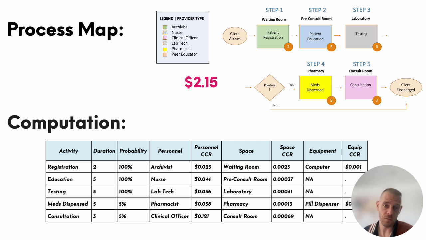So looking just at the first row as an example, we see registration, which happens 100% of the time and occurs with an archivist whose capacity cost rate is 2.3 cents per minute. And this happens in a waiting area, which has its own capacity cost rate of about 0.2 of a cent per minute. And a computer is used and, again, has its own capacity cost rate associated with it. And we can see ultimately there are 5 steps: registration, education, testing, meds dispensed, and consultation.